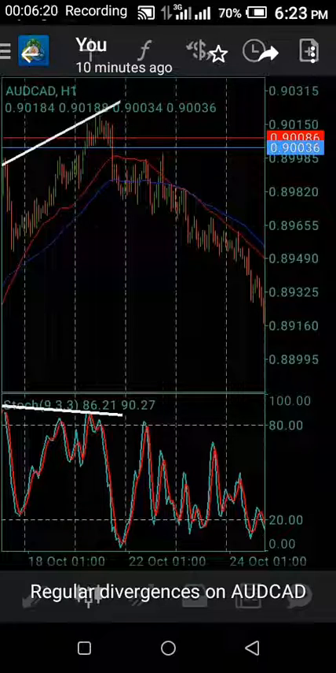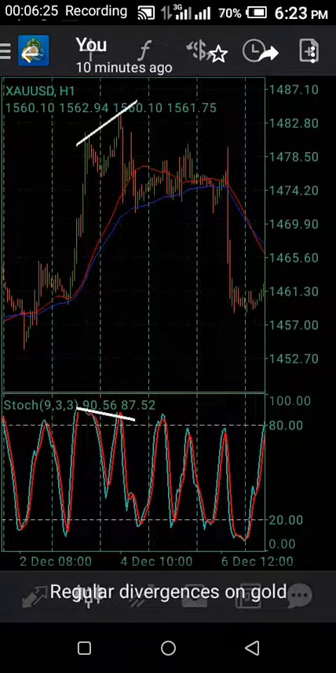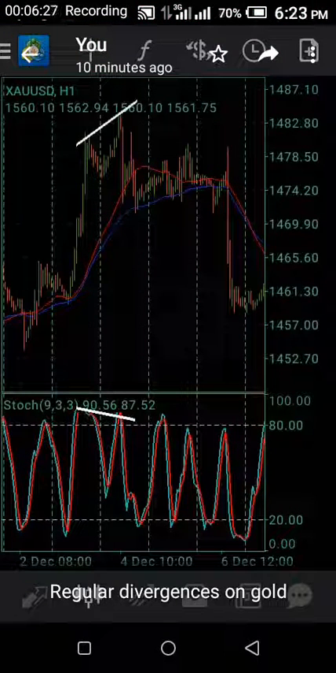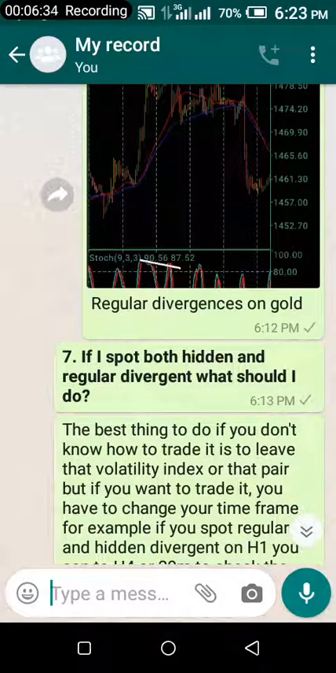So all these are examples of regular divergence. Look at the gold. Can you see the gold? Look at the beautiful regular divergence. Look at the way it comes down. So that's how to spot a regular divergence.